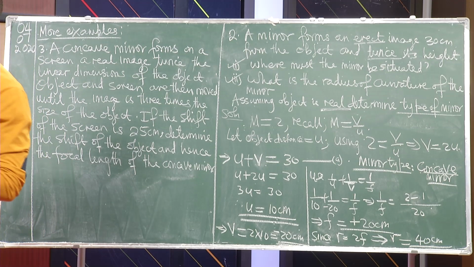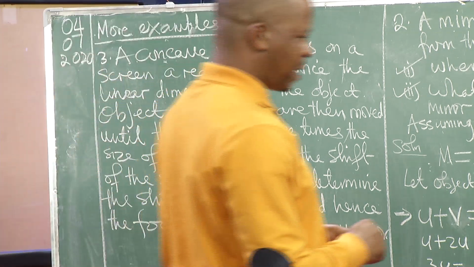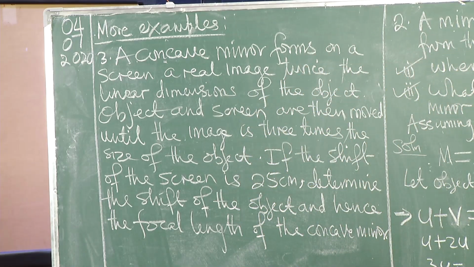We can now focus our attention to the current question. Example number 3. The question says a concave mirror forms on a screen a real image that is twice the linear dimensions of the object.